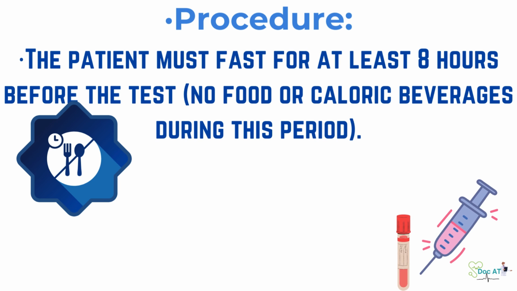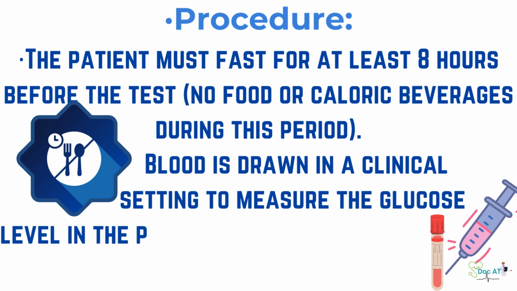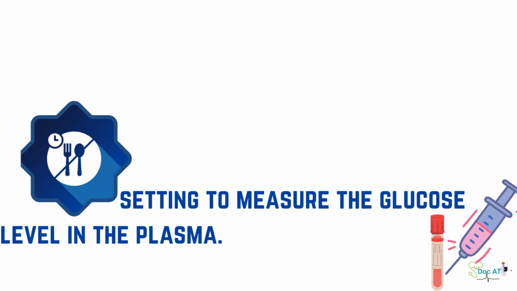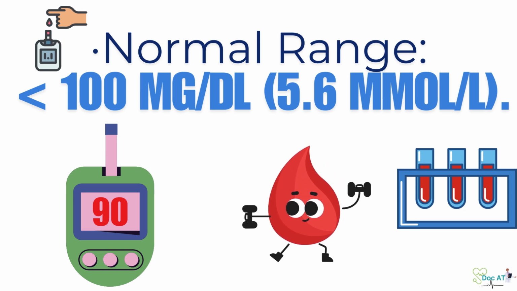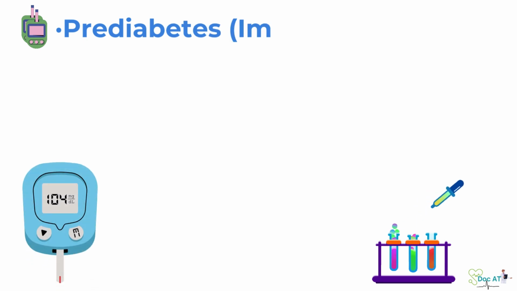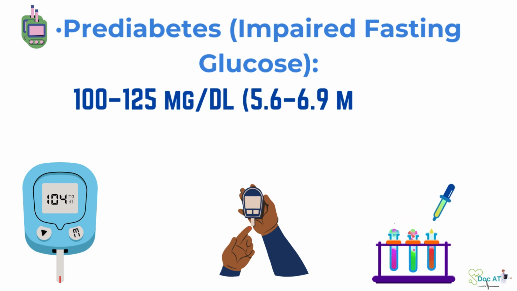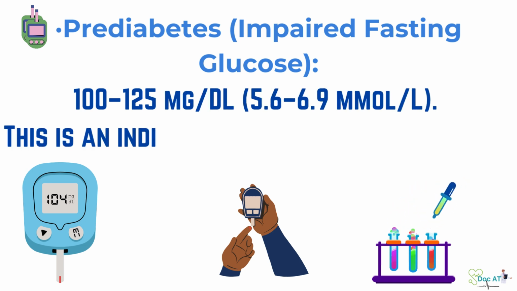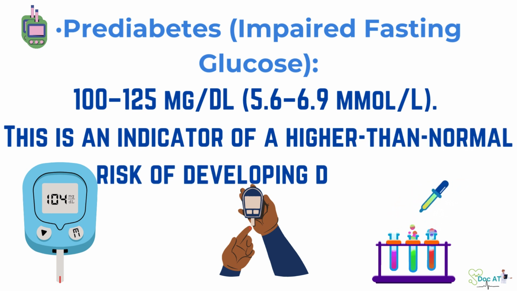No food or caloric beverages during this period. Blood is drawn in a clinical setting to measure the glucose level in the plasma. Normal range, less than 100 milligrams per dl, 5.6 millimoles per liter. Prediabetes, impaired fasting glucose, 100 to 125 mg/dl, 5.6 to 6.9 millimoles per liter. This is an indicator of a higher than normal risk for developing diabetes.